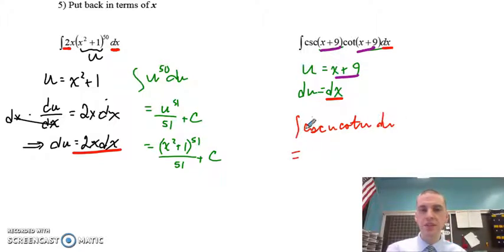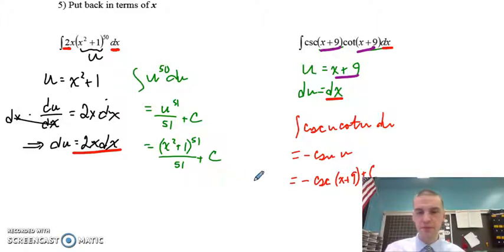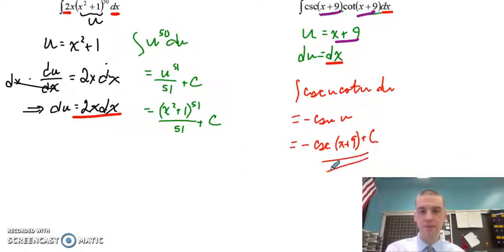And we know the integral of cosecant u cotangent u is negative cosecant u, which we then plug back in to get negative cosecant of x plus 9 plus c. I'm done. That's our answer. So it's really doing the same thing over and over again. Let's go to the next page.